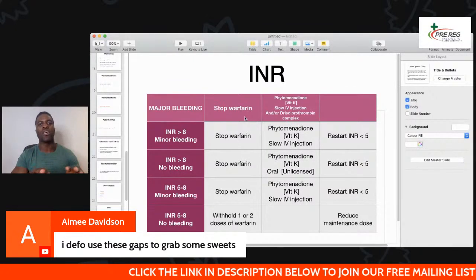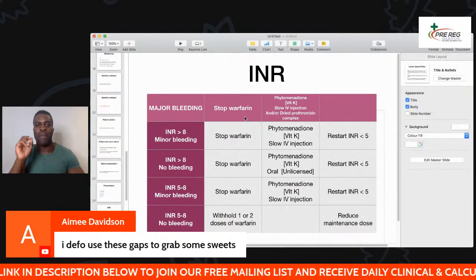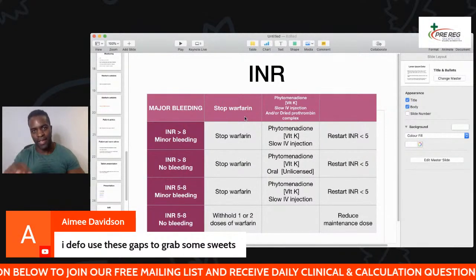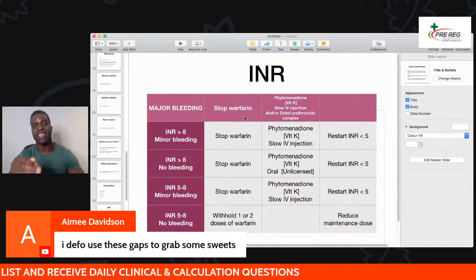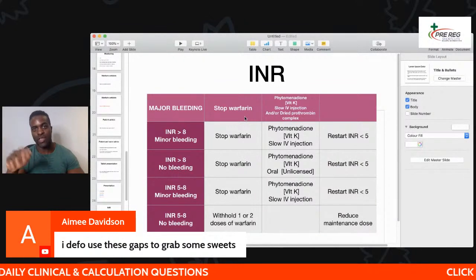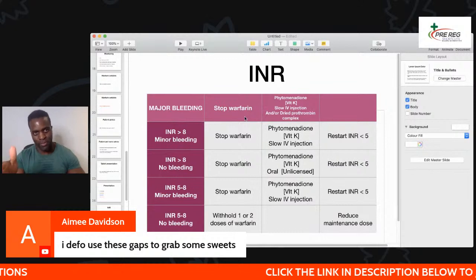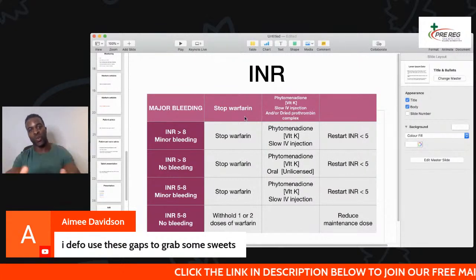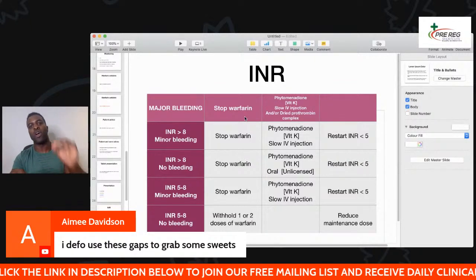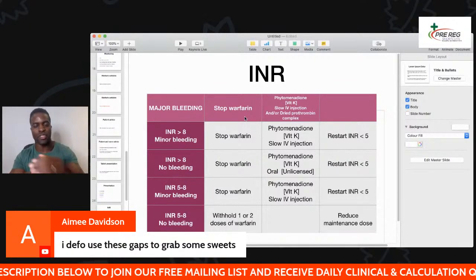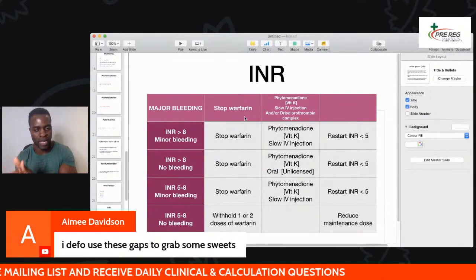So basically, if the patient's got major bleeding, you stop warfarin and you give them IV vitamin K. And this is the only time, during major bleeding, where you can also give, in addition to your IV vitamin K, dried prothrombin complex or frozen plasma. I'm saying that slowly because it's so important. Just in case I ask you that question, you will know you only use dried prothrombin complex in major bleeding.